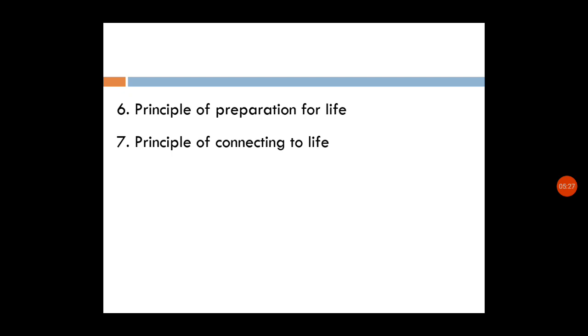The next principle is the principle of connecting to life. These two are more or less similar. All life activities should be considered when we are preparing the curriculum, like the child's life, the age of the child, the needs of the particular child, and what is happening in the environment. Everything should be considered so that the curriculum we are planning for a particular child is connected to their life, and also the society's life.